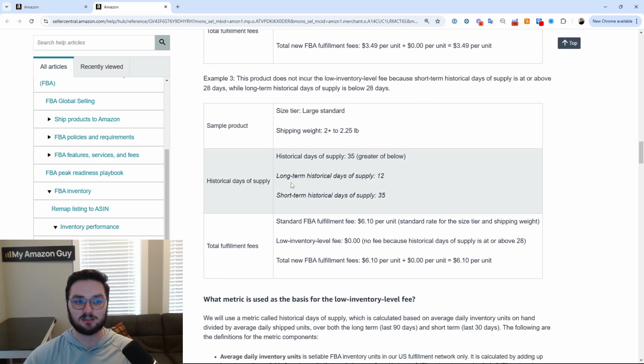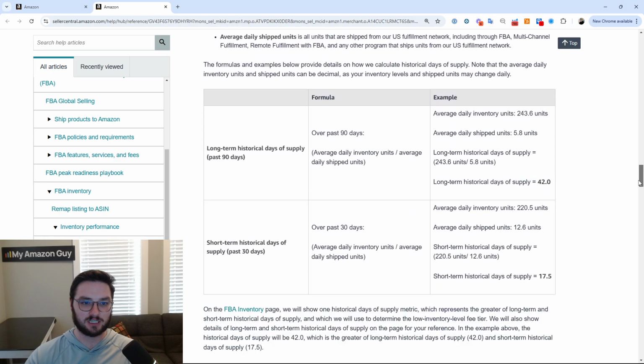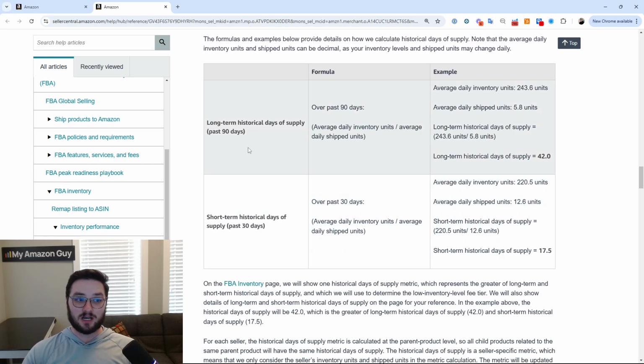So again, it does not matter if it is the long-term or the short-term. As long as your historical days in one of those is greater than that 28, you will not be charged the fee. So how do we actually calculate this? Well, the easiest way is calculating the actual historical days rather than trying to calculate the overall fee for every single product. So for long term here, you can see they have a good example.